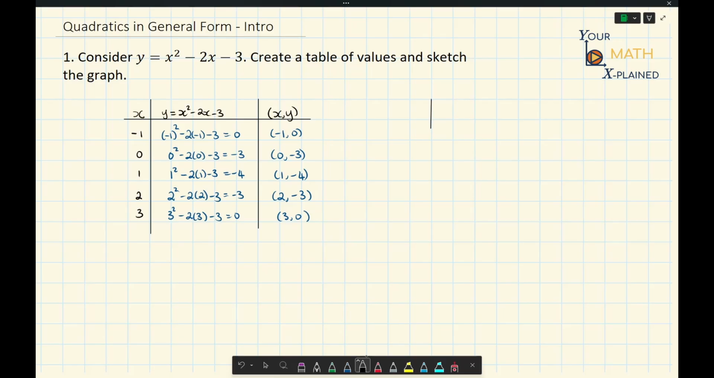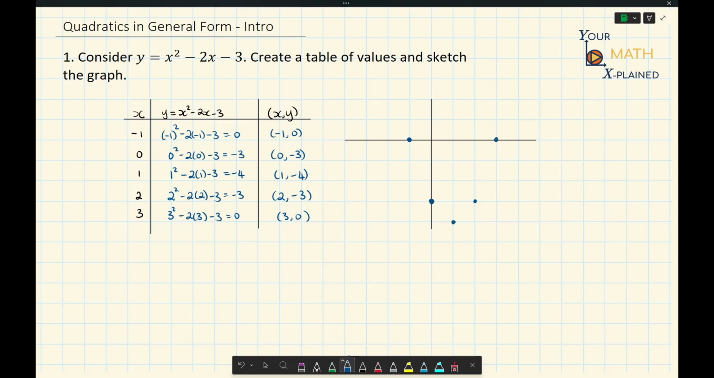So then if we were to sketch this by plotting those points that we got, our first point would be -1, comma, 0, so that would be right over here. Our second point is 0, -3, so that would be right over here. 1, -4, 2, comma, -3, and then 3, comma, 0.